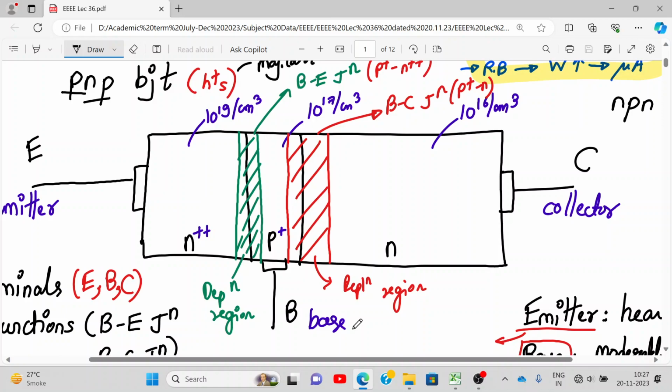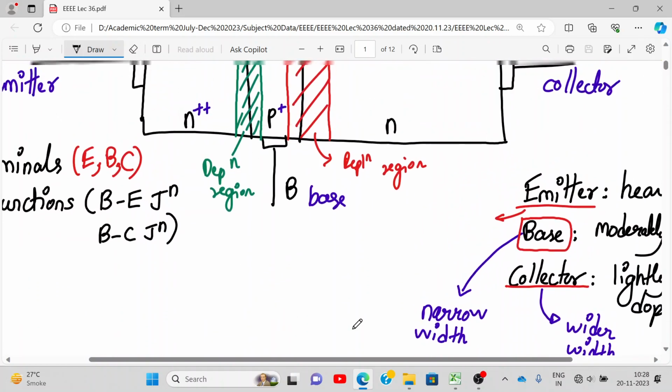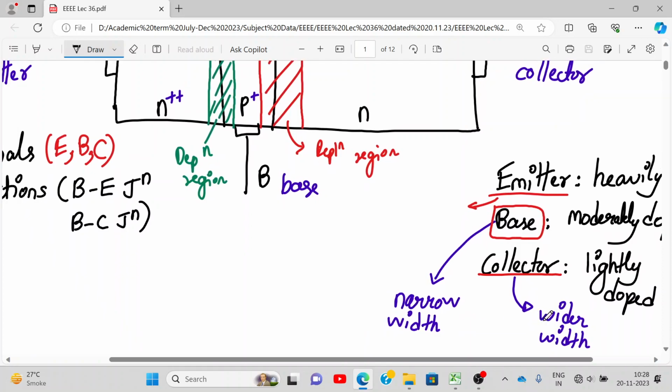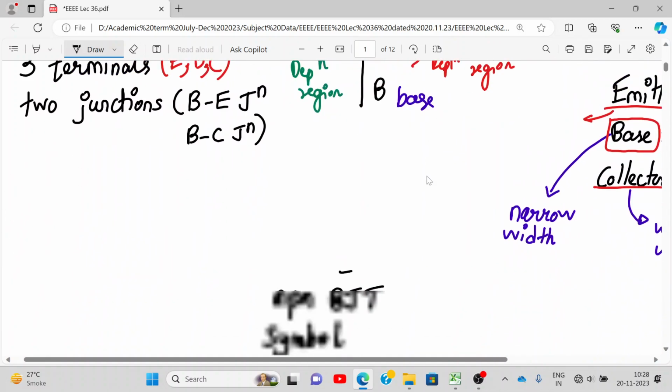So we can say that the base, given the smallest area, is moderately doped, or in the same context, slightly doped also. No problem at all. Both are actually true. And the base has a narrow width and the collector a wider width in the sense of area. And what is my depletion region over here? Width. The actual base width is this, W. This is W. Okay.